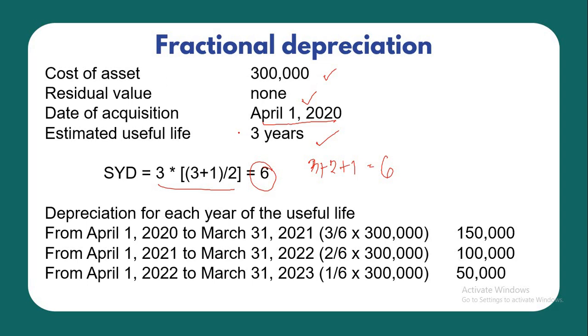Now, the depreciation schedule for each year of the life of the asset. The first year will cover from April 1, 2020 to March 31, 2021. The second year will cover from April 1, 2021 to March 31, 2022. And the third year will cover April 1, 2022 to March 31, 2023. So, this is their schedule of depreciation: 150,000 for the first year, 100,000 for the second year, and 50,000 for the third year. However, our recognition of depreciation, if we use the calendar year, is every end of December 31. So, the question is, how much will be your depreciation to be recognized every end of December 31? So, this is how the schedule will be.